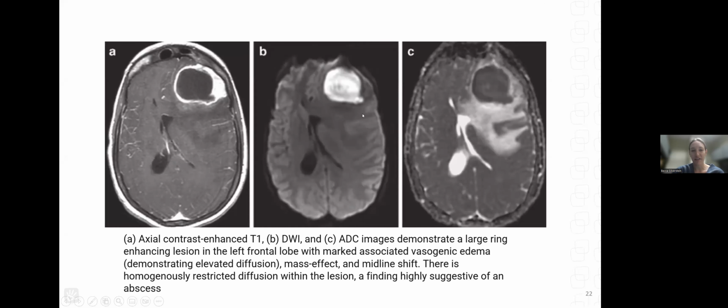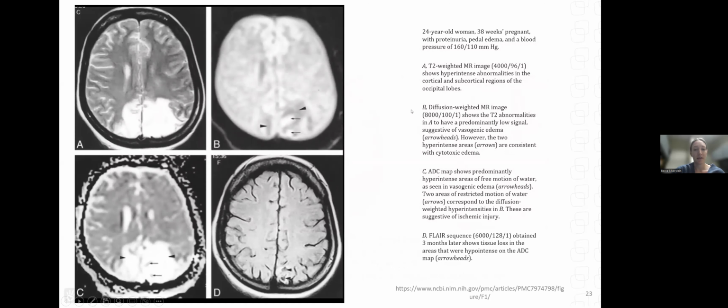You're also seeing a lot of mass effect, which you can correlate to the ADC again, and you see that that is true restricted diffusion. You can also see some of that hyperintensity on ADC, so some of that swelling and edema, vasogenic edema, like we said, will be bright on ADC. So this is confirming abscess formation. This is an example of just how it can be useful to know the difference between vasogenic and cytotoxic edema, using your diffusion-weighted imaging to help you with the diagnosis and therefore potentially treatment.